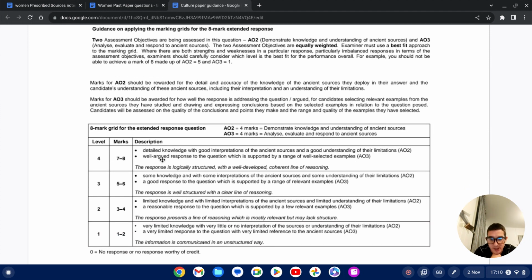So here you go, to get your top marks, as it says, you need a detailed knowledge with good interpretations of the ancient sources and a good understanding of their limitations. This might involve stuff from the insert that you get, but will include your prescribed sources, okay? Well, the other part is a well-argued response to the question, which is supported by a range of well-selected examples.